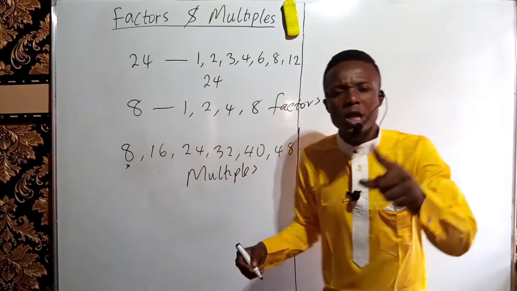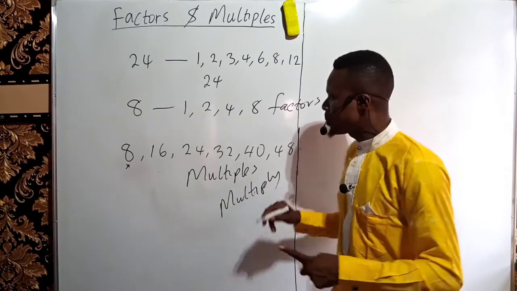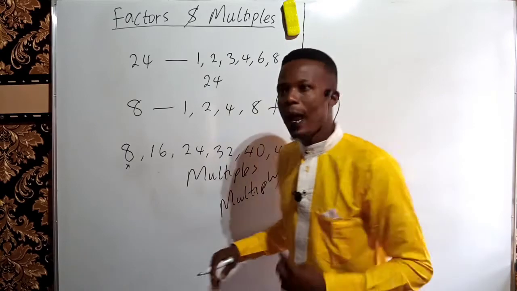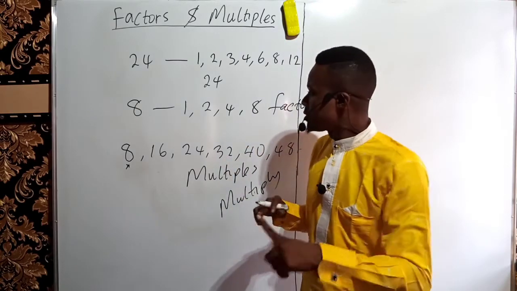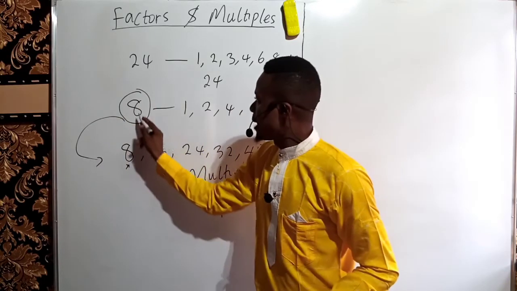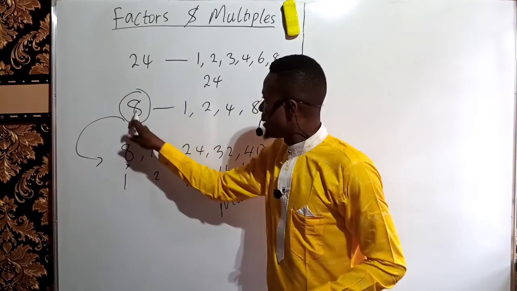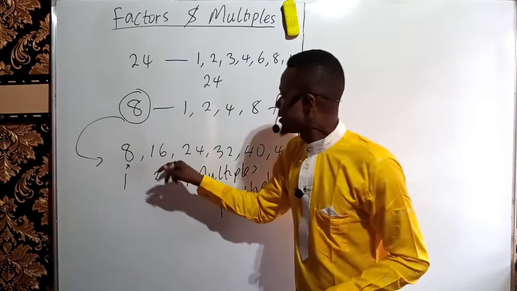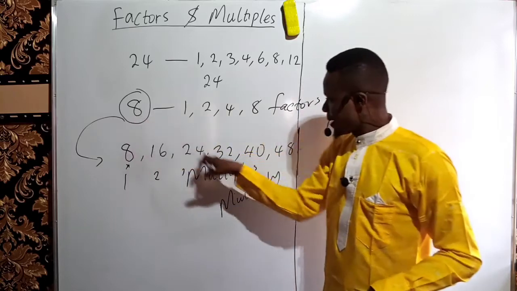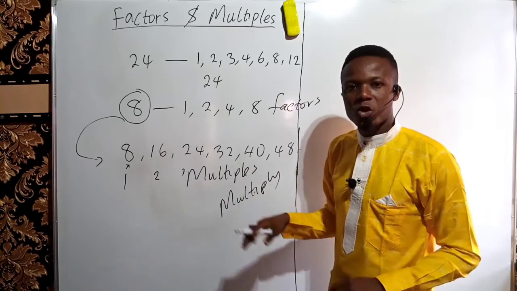Multiple is got from the word multiply. It is from multiply that you get multiples. Take for instance, I am talking about the multiples of 8 now. When I multiply 8 by 1, 8 times 1 will give me 8. When I multiply 8 by 2, I will get 16. When I multiply 8 by 3, I will get 24. When I multiply 8 by 4, I will get 32. When I multiply 8 by 5, I will get 40, and so on and so forth.